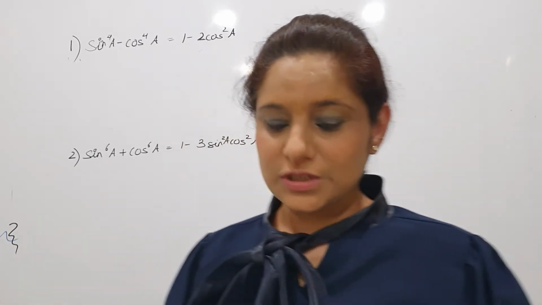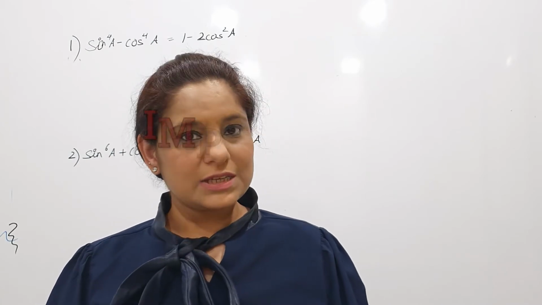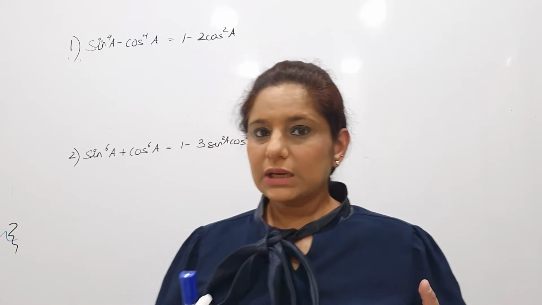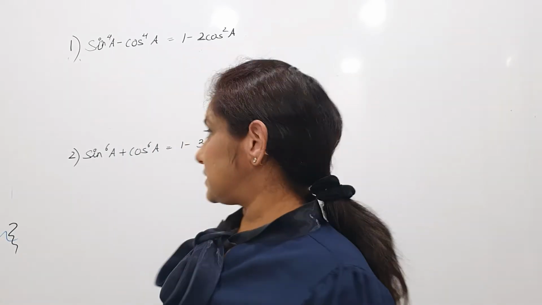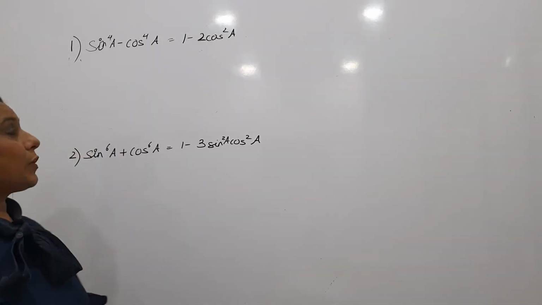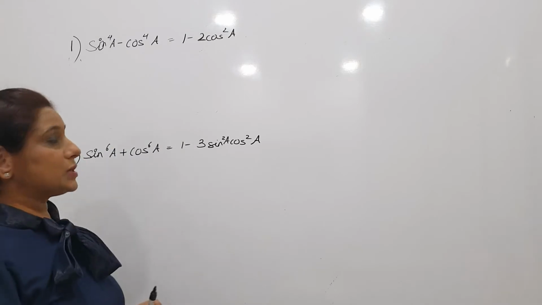Maths session. As we had already done a few questions of trigonometry in the last session, today we are going to do some advanced trigonometric questions based on trigonometric identities. Here we start. The first question is sin⁴a − cos⁴a is equal to 1 − 2cos²a.